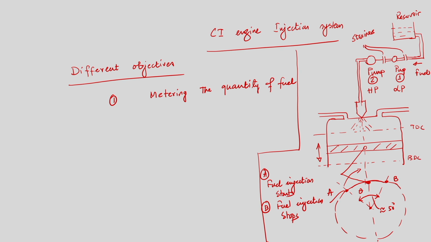What we can now discuss are the different objectives of having this system. First one is metering the quantity of fuel as demanded by the speed and load of the engine.